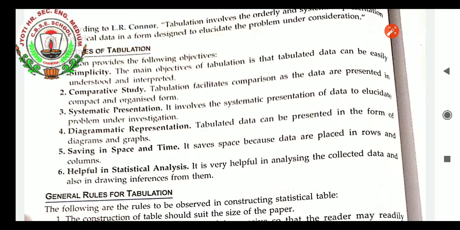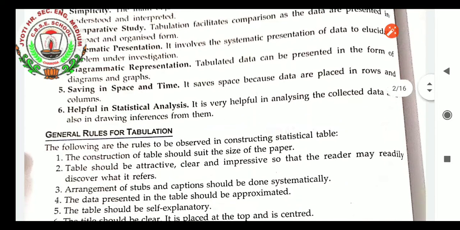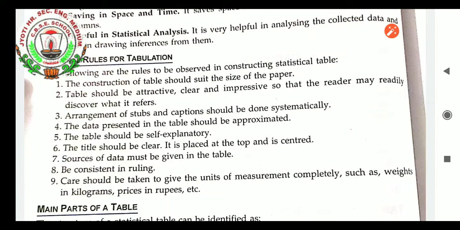Saving in space and time. It saves space because the data are placed in rows and columns. Helpful in statistical analysis. It is very helpful in analyzing the collected data and also in drawing inferences from them. So these are the objectives of tabulation: it gives simplicity, comparative study, makes systematic presentation of data, diagrammatic presentation of data can be done very easily when data are in tabular form, and it saves space and time and is helpful in statistical analysis.